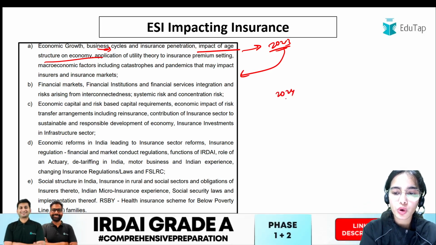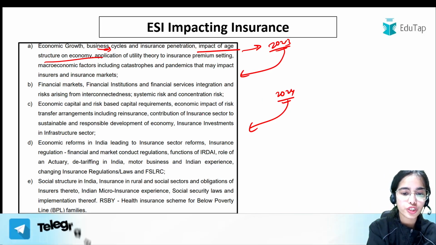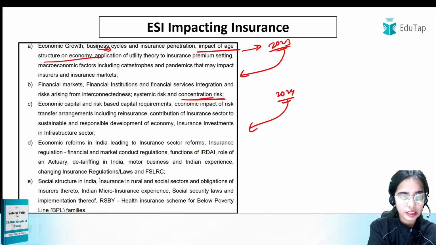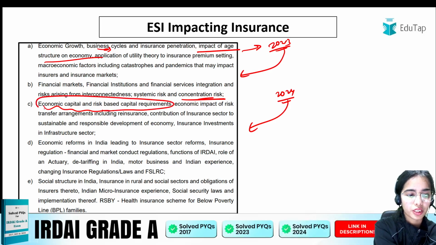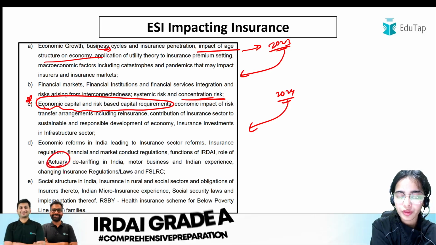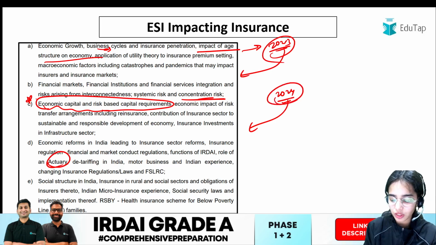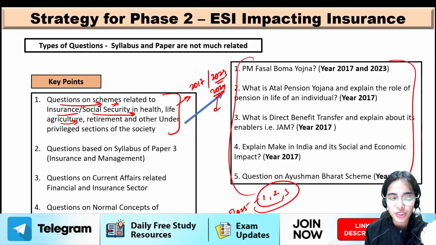In 2024 also there were questions from the syllabus directly. There was a question on the risk that came. Yes, economic capital and risk based capital requirement. So there was a direct question from here. There was a direct question on actuary. So in 2023, 2024, there were direct questions from the syllabus. There were questions from the schemes in 2023 and in 2024.